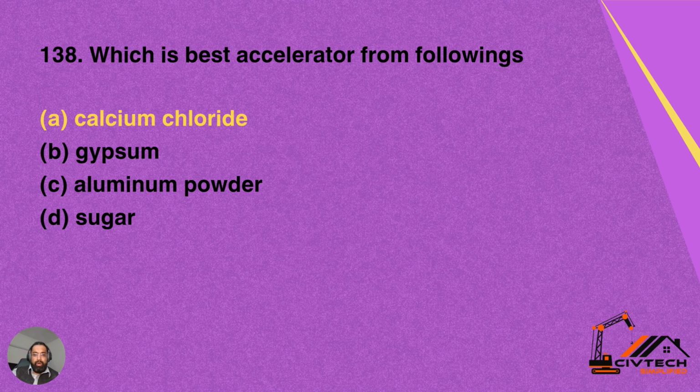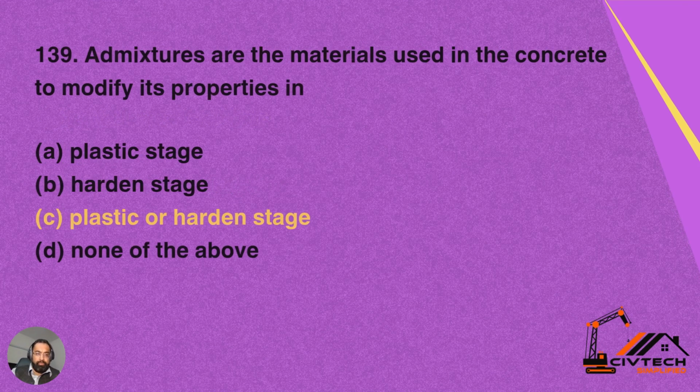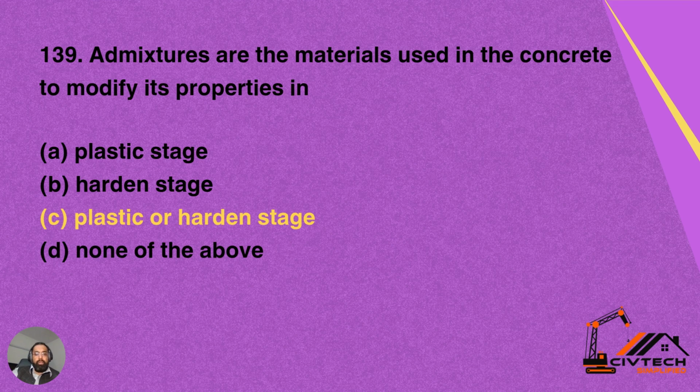138. Which is the best accelerator from the following? Option A is calcium chloride. Option B is gypsum. Option C is aluminium powder. Option D is sugar. So calcium chloride is the best accelerator out of these options. So option A is the correct answer for this question.